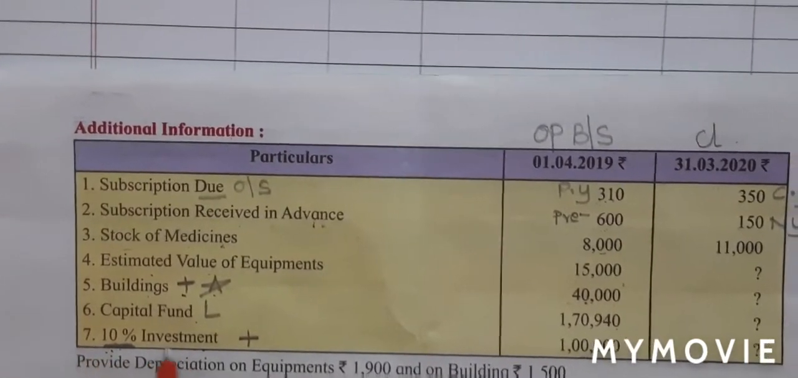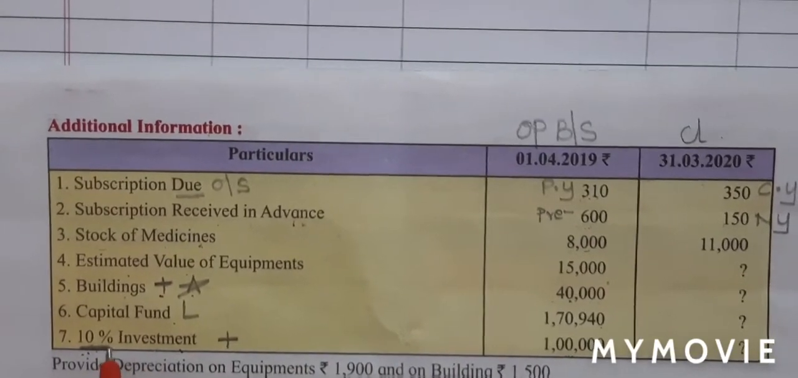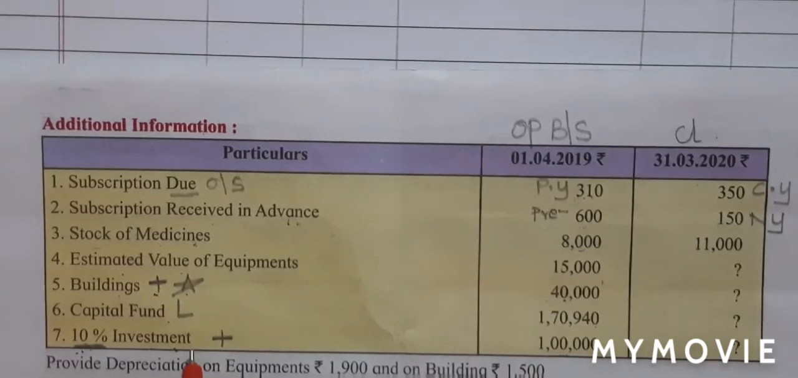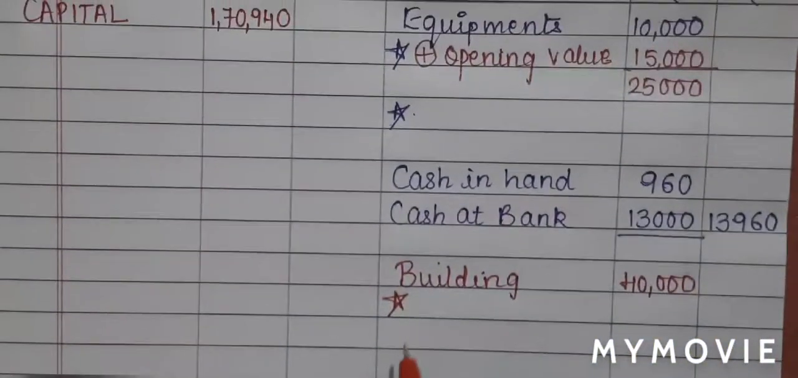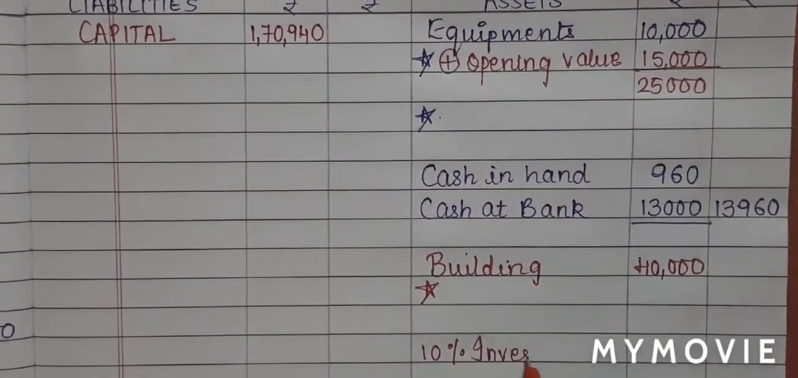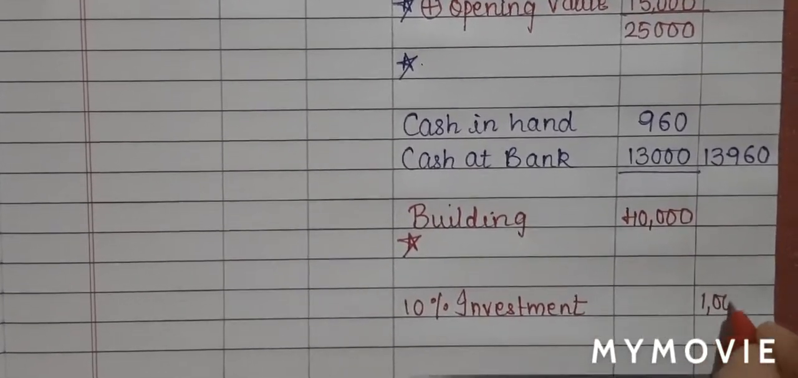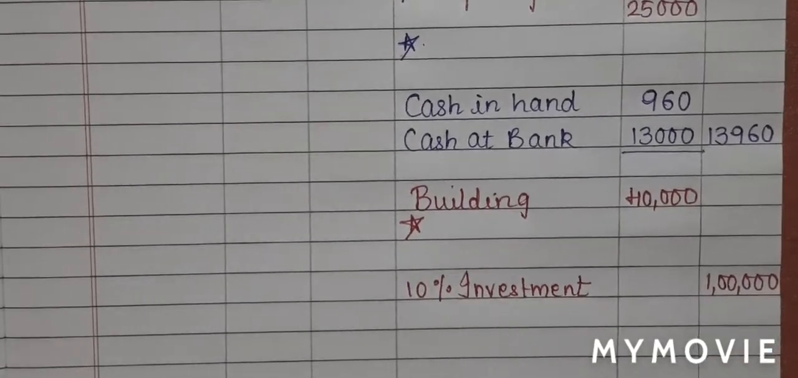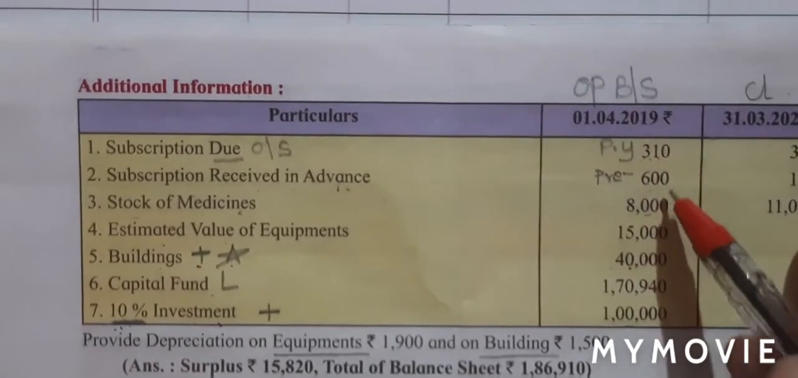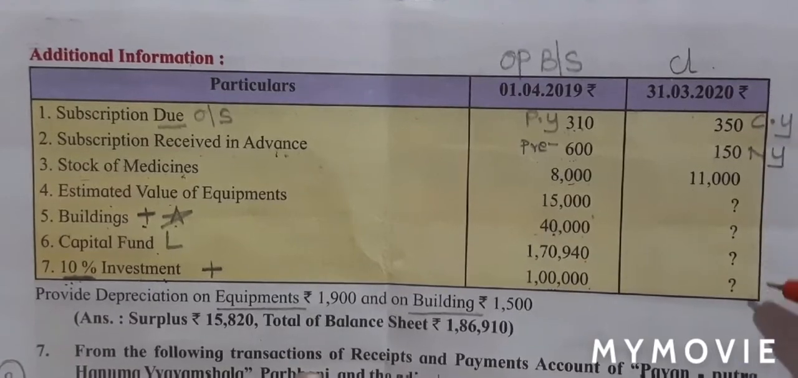Next is 10% investment, which I need to add on the asset side, and I know that there is no hidden adjustment for this. So I can write the amount directly in the outer column. So on the asset side, I will write 10% investment directly in the outer column, 1 lakh rupees. So with this, students, we have completed our opening balance sheet. We will now continue with the closing balances.